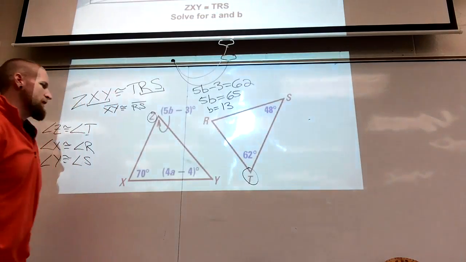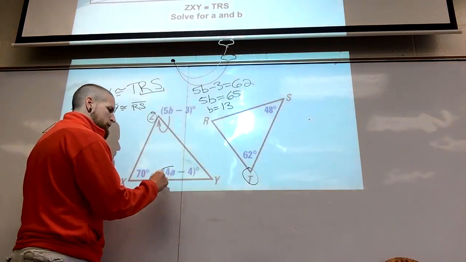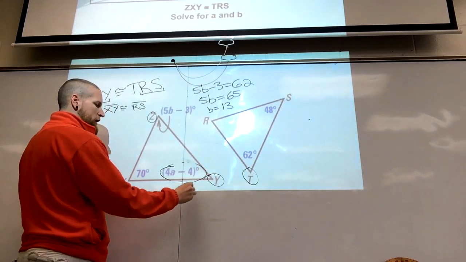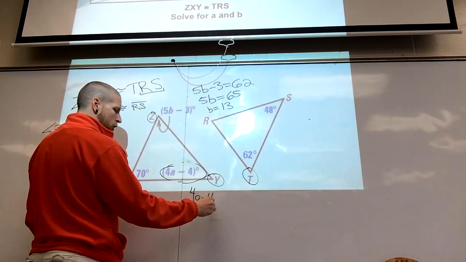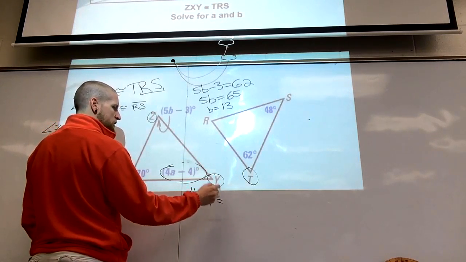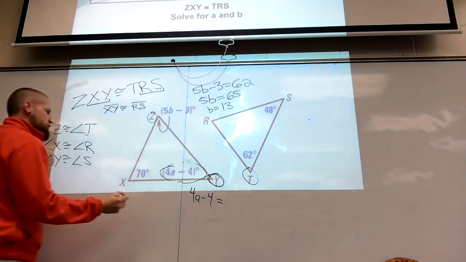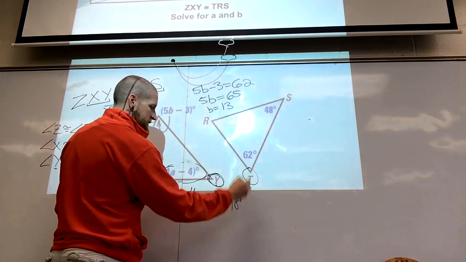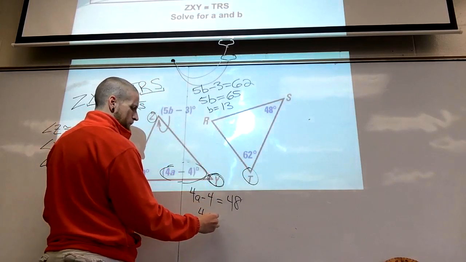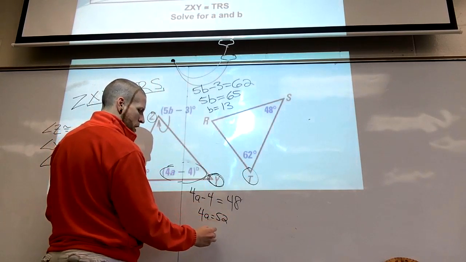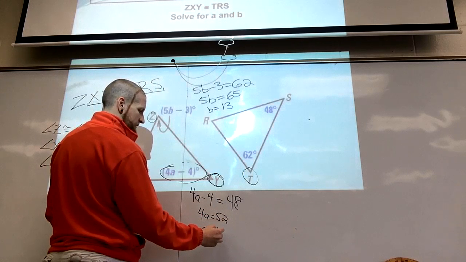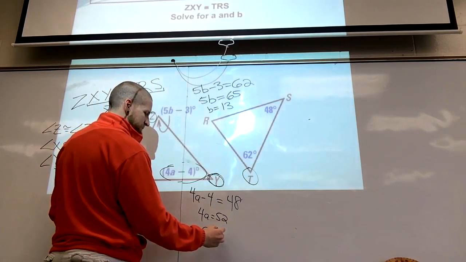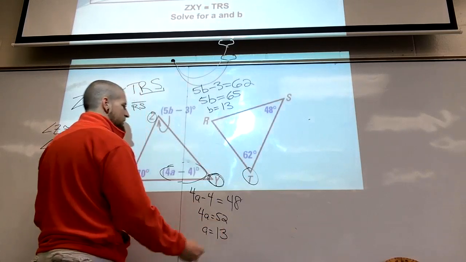A lot. Okay? And then the other variable here, the 4a, that goes with Y. So again, the way you would do this is 4a minus 4 equals whatever angle corresponds to Y, which over here we wrote as S. So that's the reason I would know it sets up to that. What's 52 divided by 4? Quick! It's 13 again.